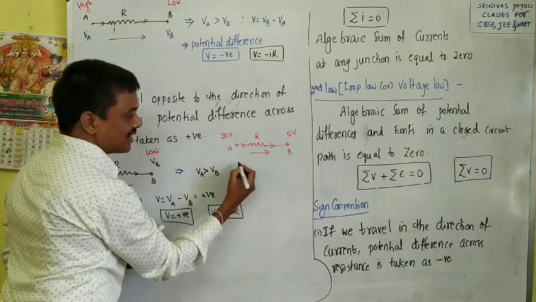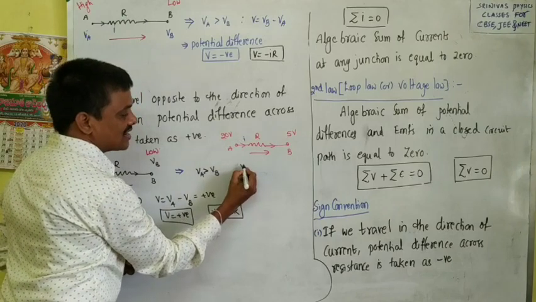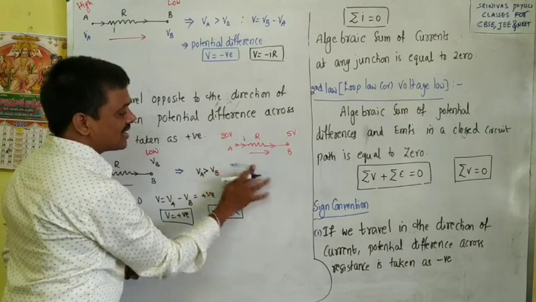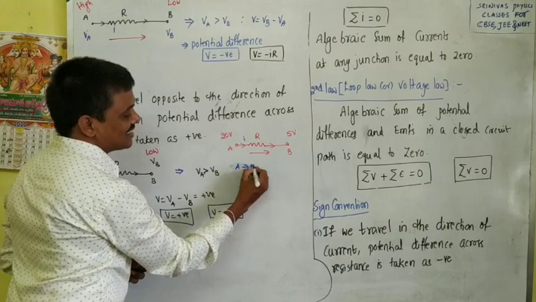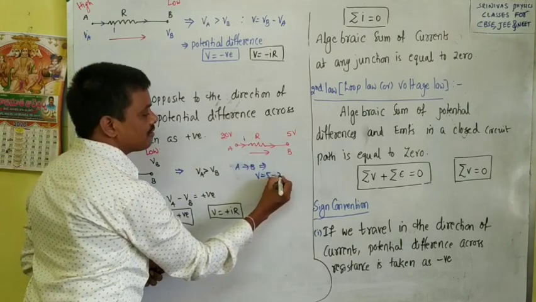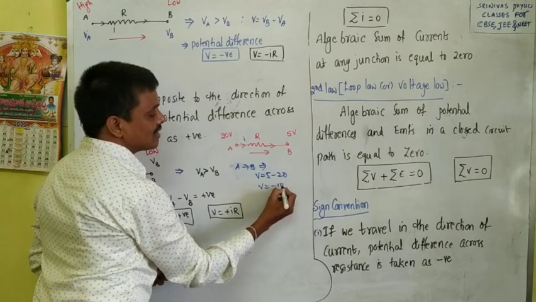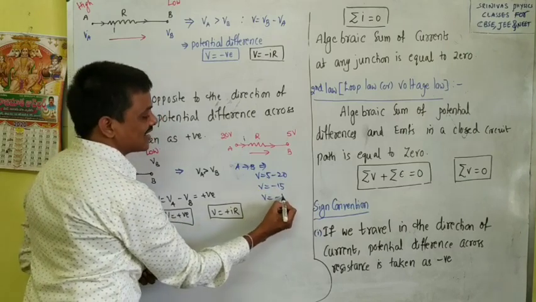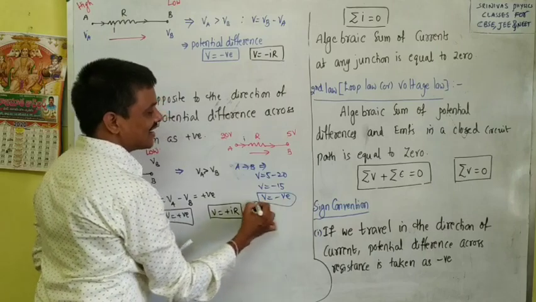I am going in the direction of current. Potential difference is what? I am going from A to B. A to B means in the direction of current, right? When you go from A to B, the potential difference is 5 minus 20, which gives minus 15. That means potential difference is negative, right?